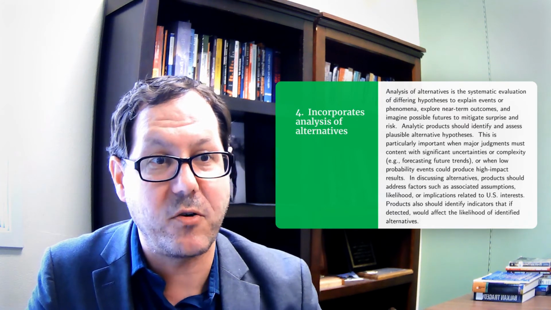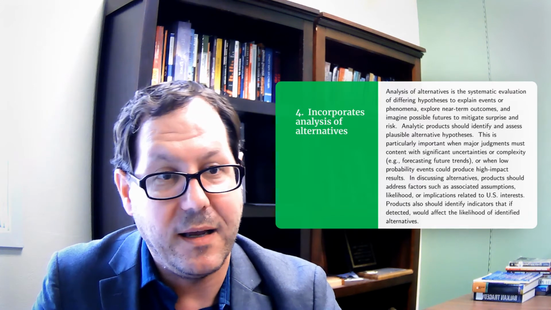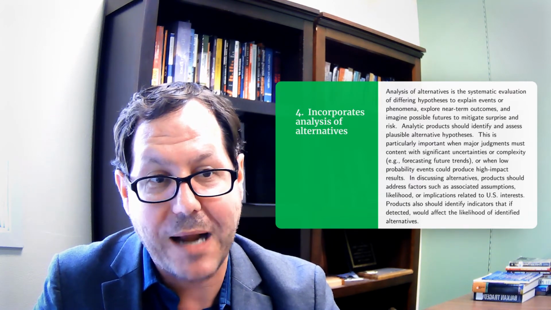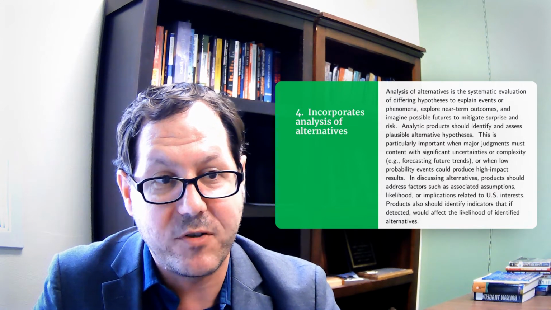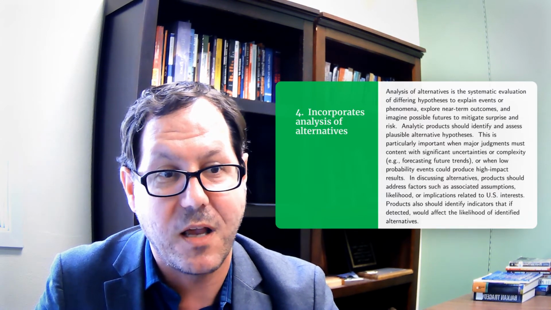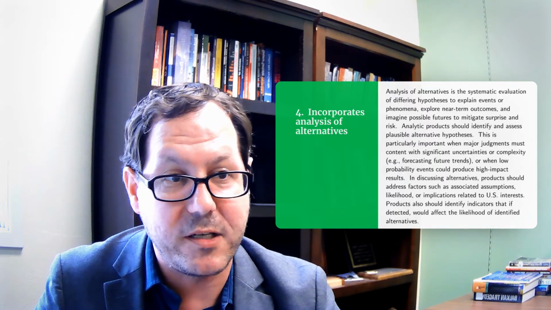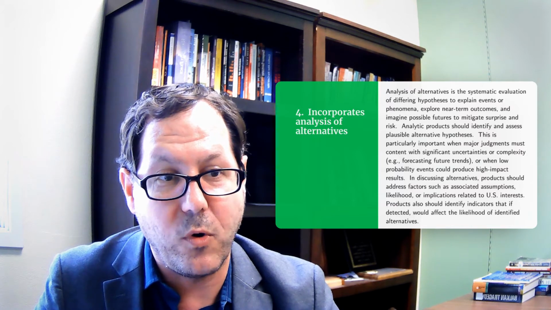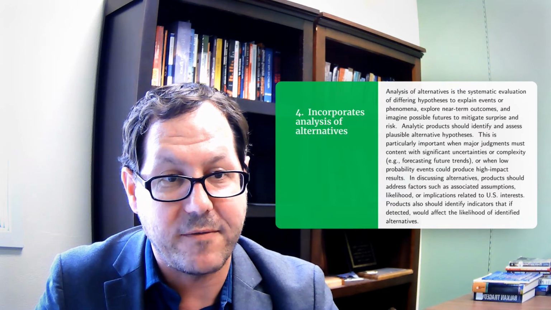contend with significant uncertainties or complexity, such as forecasting future trends, or when low probability events could produce high impact results. In discussing alternatives, products should address factors such as associated assumptions, likelihood, or implications related to U.S. interests. Products also should identify indicators that, if detected, would affect the likelihood of identified alternatives.